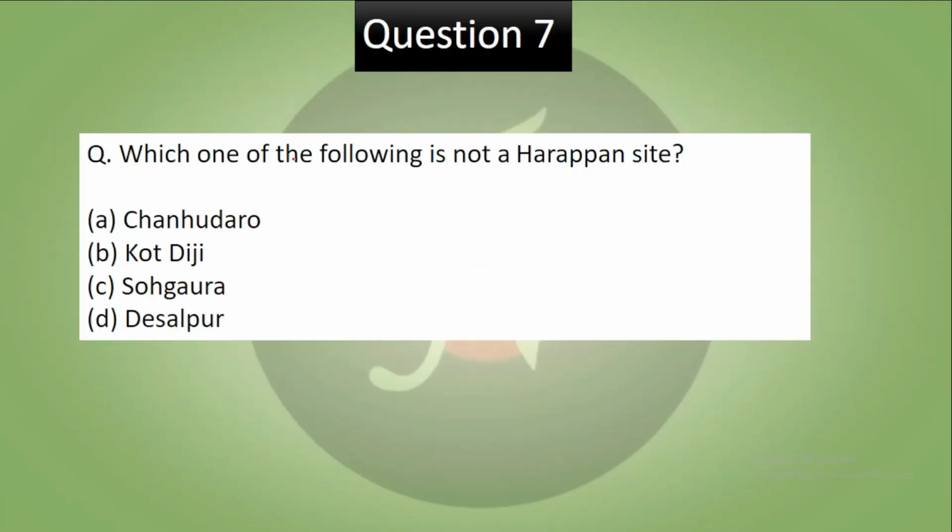Question 7. Which of the following is not a Harappan site? Chanhudaro, Kotdiji, Sohgaura, or Dholavira? Pause the video, try to answer. Now let's see the answer.